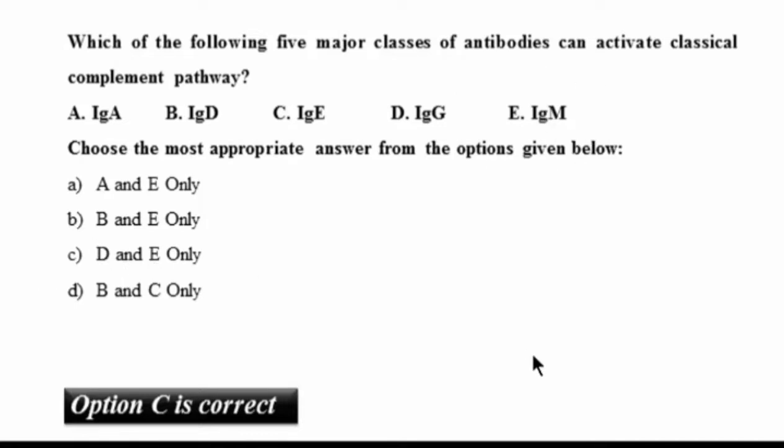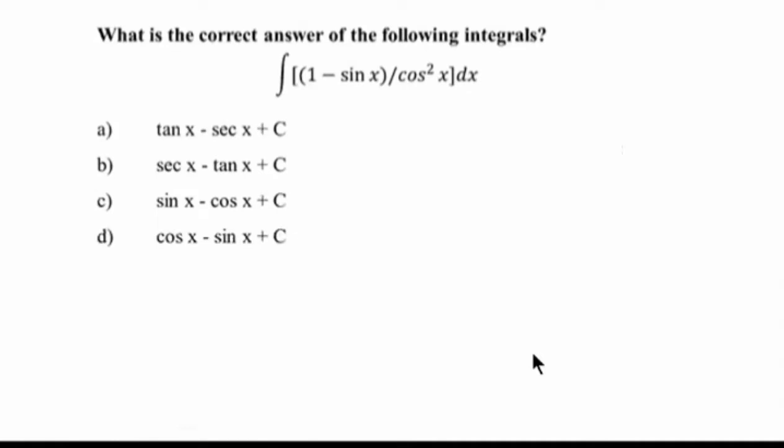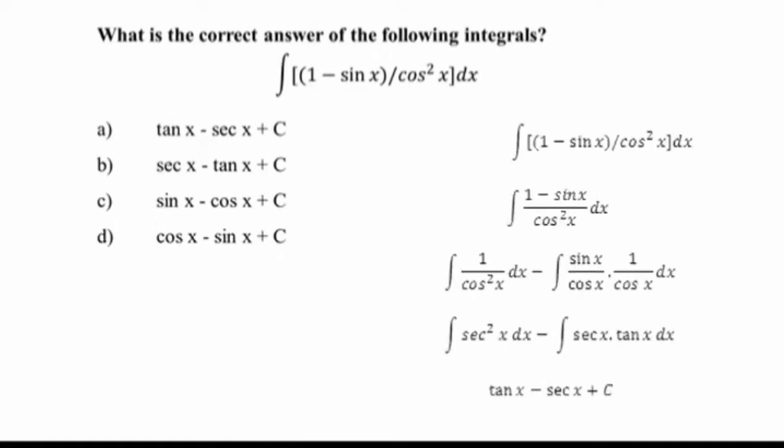Our next question is, what is the correct answer to the following integral? Here we can see this is the question that I've solved for you. The integration of (1 minus sin x) upon cos square x dx. Once we integrate it, you get the integration of 1 upon cos square x dx minus the integration of sin x upon cos x into 1 upon cos x dx.